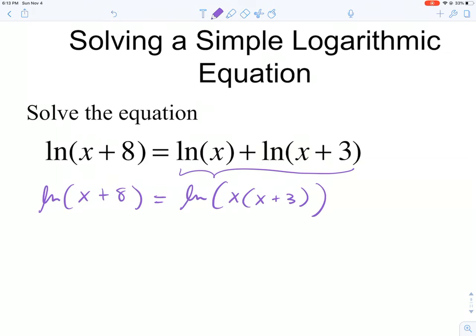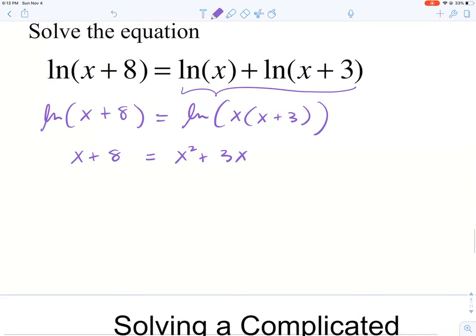Where now, because we have ln on each side of the equation, so log base e on each side, we can, by the one-to-one property, say, well, x plus 8 has to be equal to x squared plus 3x, right? The arguments have to be equal to each other by the one-to-one property. And now we just have a quadratic equation.